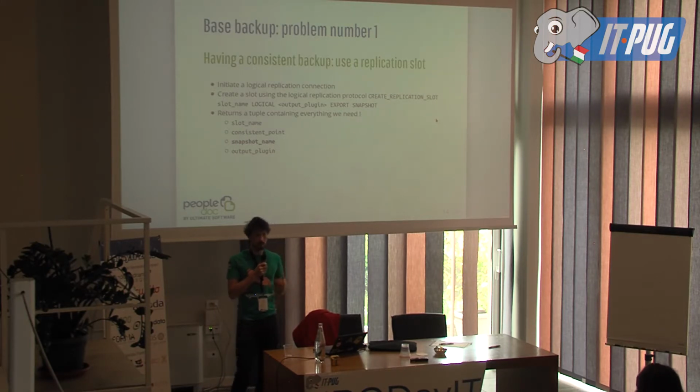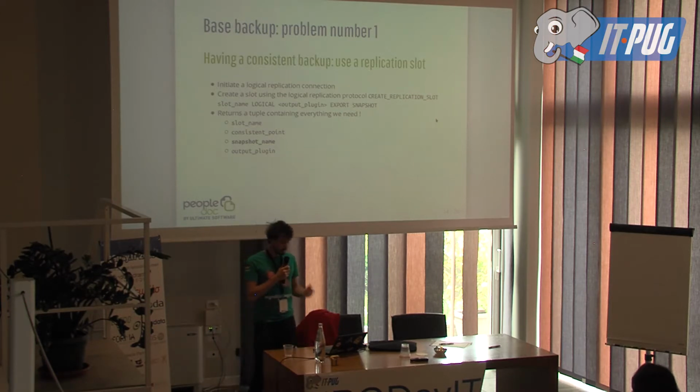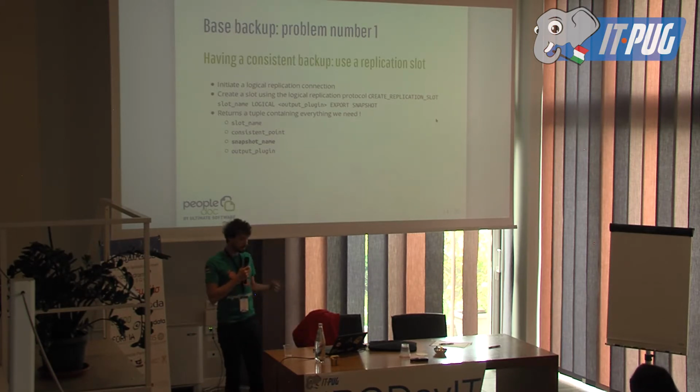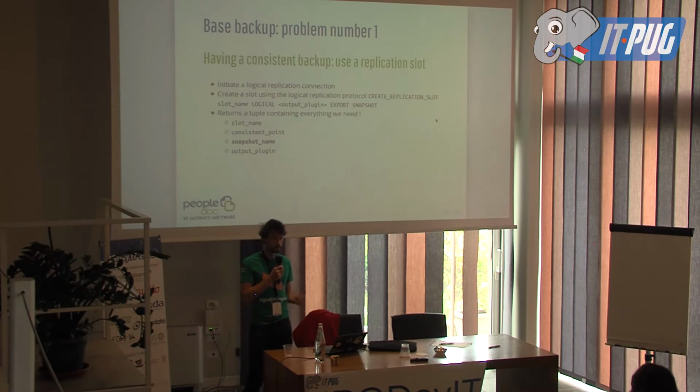So this snapshot will allow you to connect and see exactly the data as it was when the replication slot was created. And this command returns you a tuple containing everything you need. So the slot name, since you provide it, you already know it, so it's not really important. The consistent point, that's the position in the WAL stream at which point the replication slot was created, and the snapshot name. Snapshot name will be really useful to see the same data.